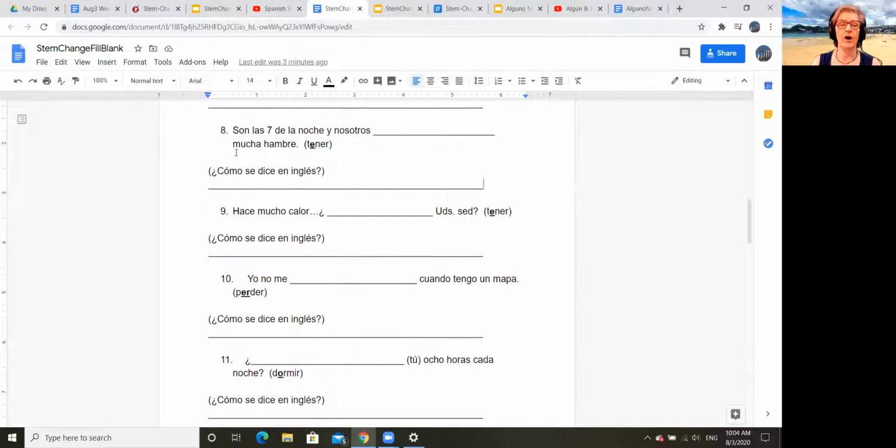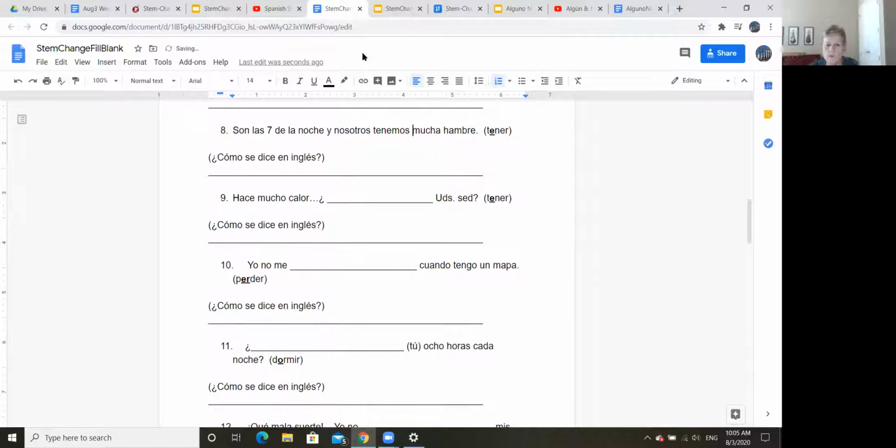Bueno, estamos en ocho, ¿verdad? Estamos en ocho, ¿no? Okay, muy bien, sí. Son las siete de la noche y nosotros tenemos mucha hambre. It is 7 o'clock at night and we are very hungry. Exacto. Of course, nosotros is just there to tell you who is doing the action. Normally, we would leave it out and it would be son las siete de la noche y tenemos mucha hambre, but you need to know what the subject is. So we put the word nosotros in there.